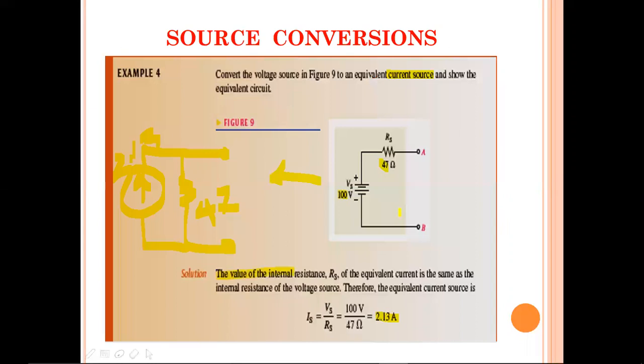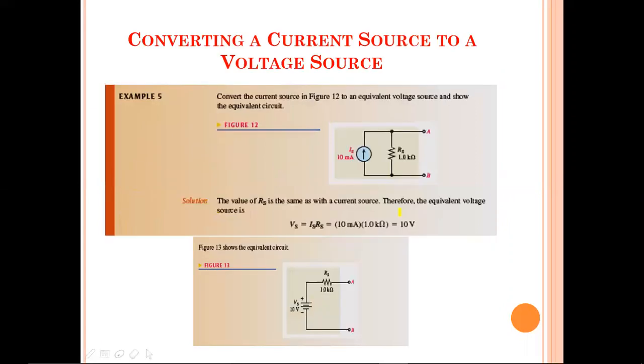Right, let me see one more problem. Example number 5. In this example I gave a current source; please convert the current source into a voltage source. Same thing for converting a current source to a voltage source. What is the formula? Vs is equal to Is into Rs. Before that you should write this wording: the value of RS is the same as in the current source, right? That is the reason I mentioned the same value, 1 kilo ohm.